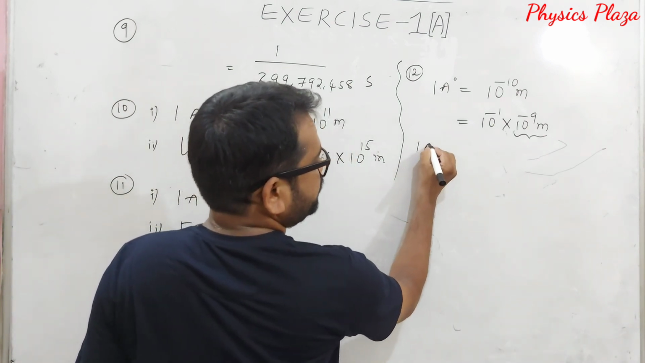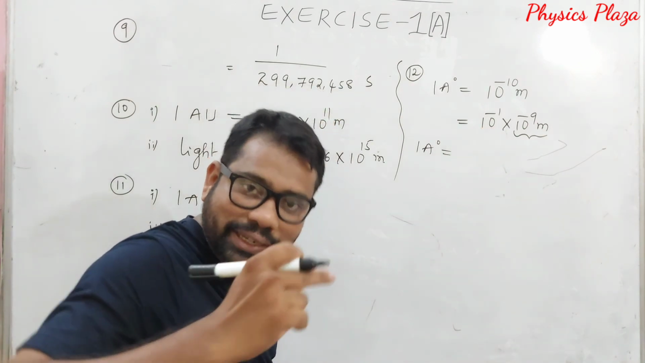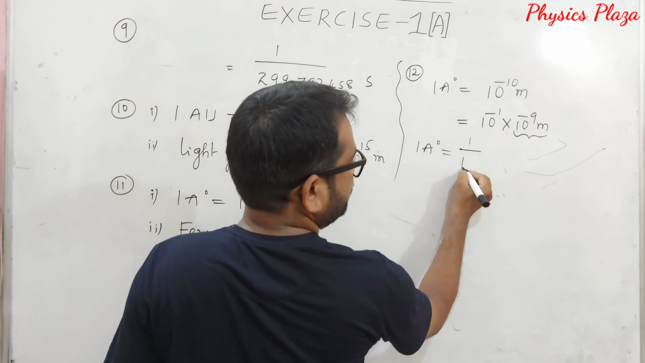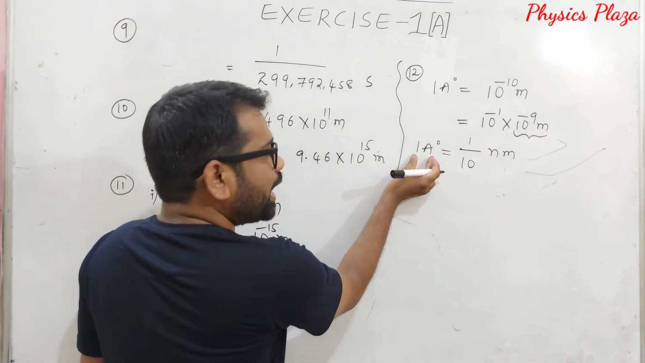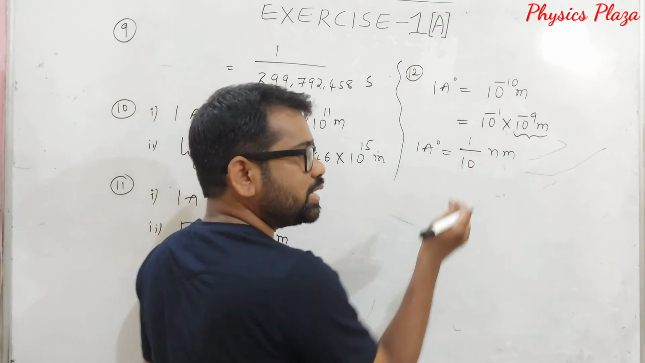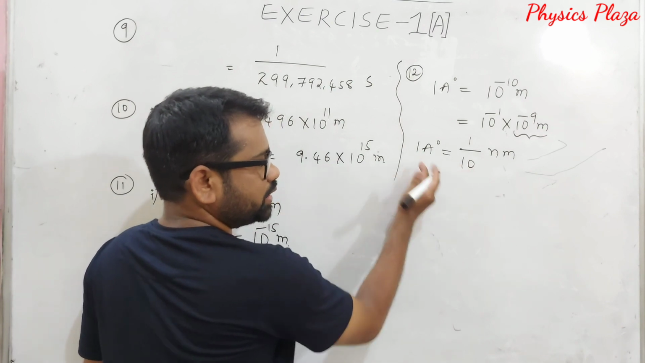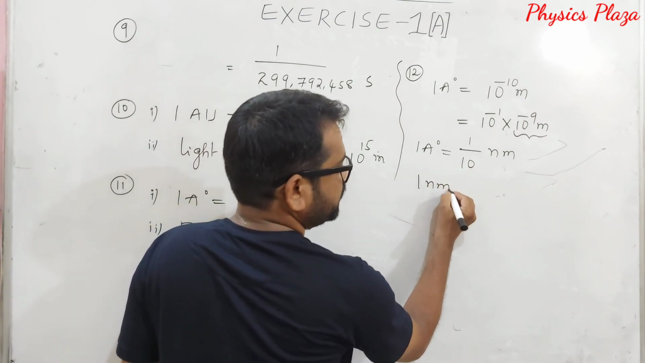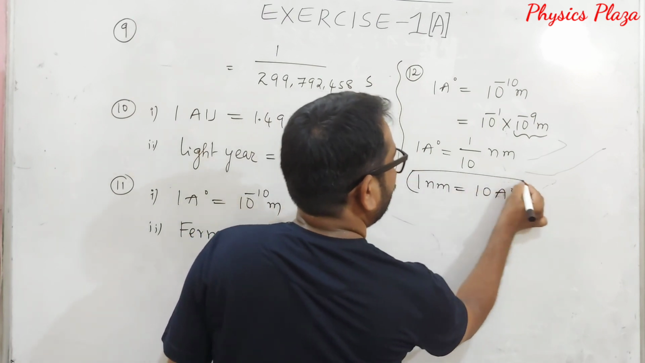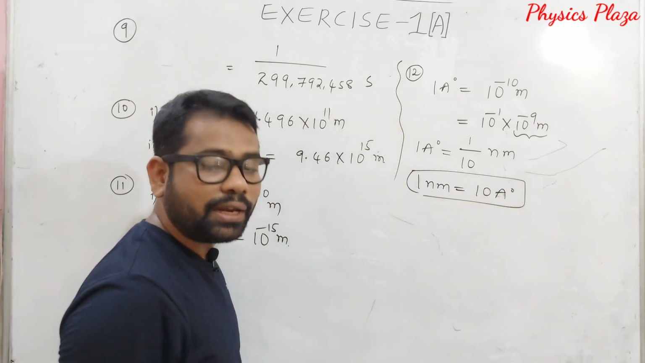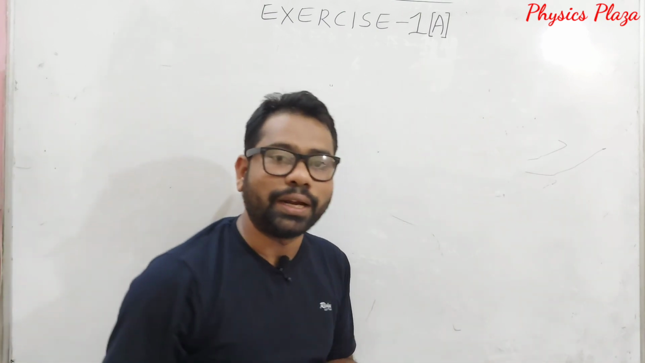So 1 angstrom is equal to this 10 power minus 1, I can write as 1 by 10 nanometer. So 1 angstrom is equal to 1 by 10, that is 0.1 nanometer, or take this 10 to this side. So it will be 1 nanometer is equal to 10 angstrom. Children, it's very important. 1 nanometer is equal to 10 angstrom. Just copy it.